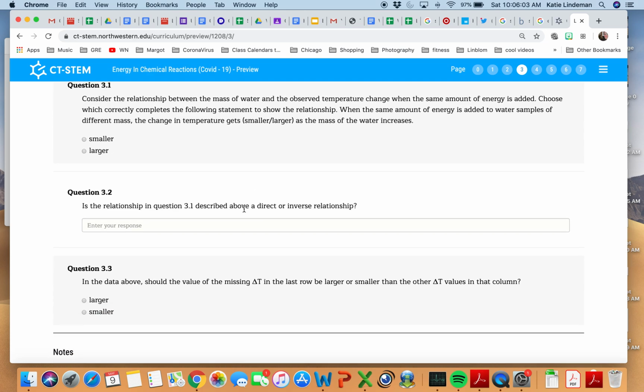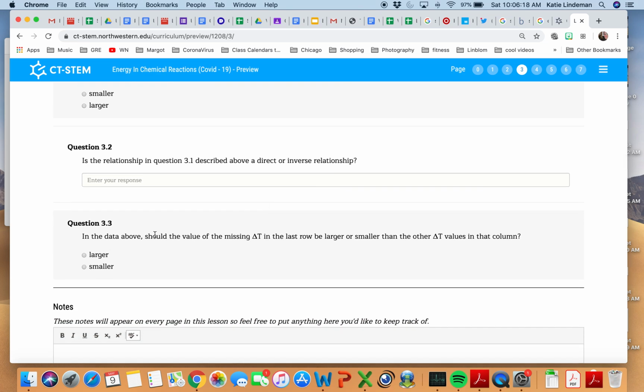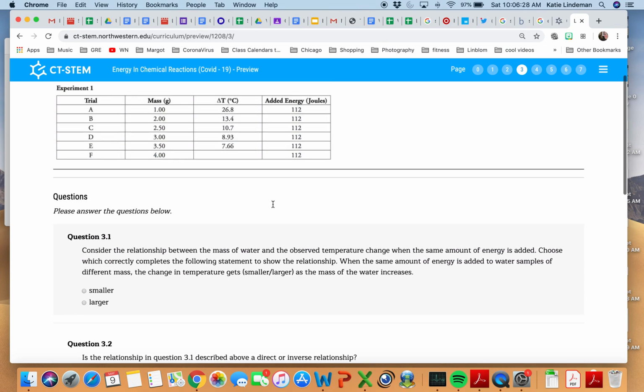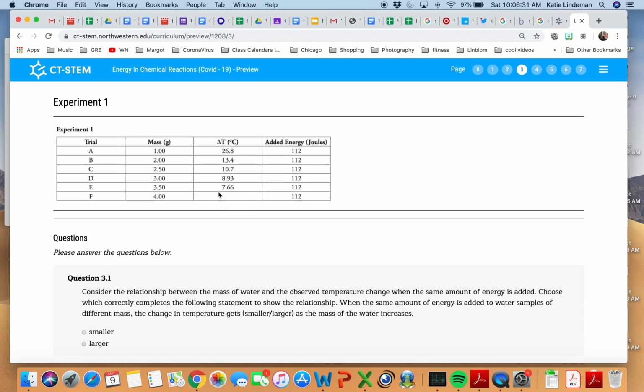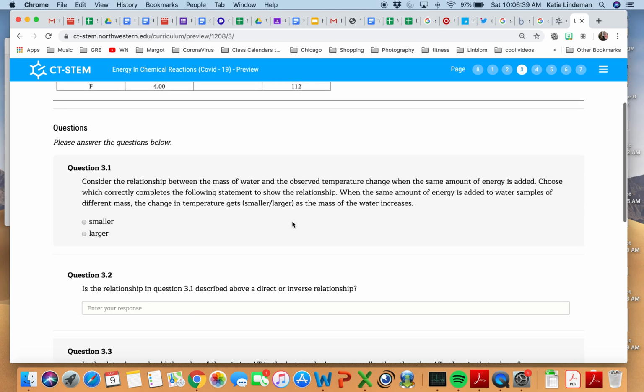Then we are asked, is this direct or inverse? Remember, direct is if one variable gets larger, the other variable gets larger. Inverse is if one variable gets larger, the other variable gets smaller, okay? And then finally, in the data above, should the value of the missing delta T in the last row be larger or smaller than all of the other values? So based off the relationship you're seeing, what should this number be? Should this number be greater than 7.66 degrees Celsius or less than 7.66 degrees Celsius?